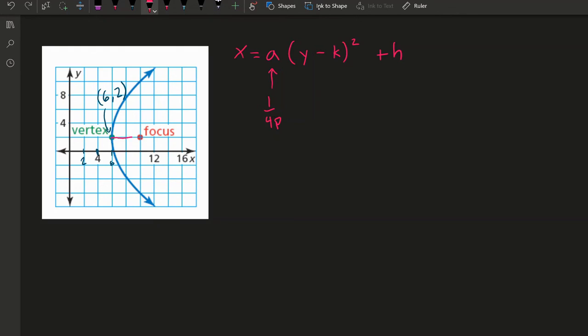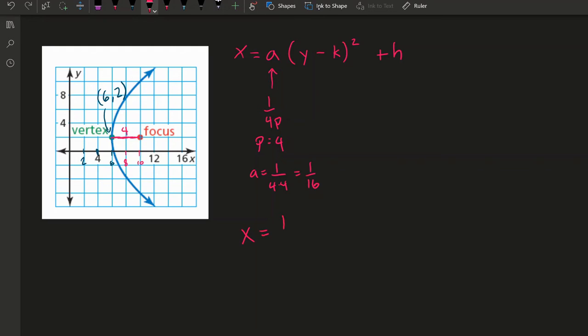So I can look right here and I see there's just these two squares in between, but reminding myself this is 8 and this is 10. So the distance between the vertex and the focus is actually 4. So since p is equal to 4, I can say a is equal to 1 over 4 times 4, which is 1/16.